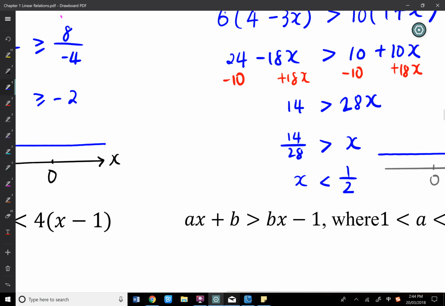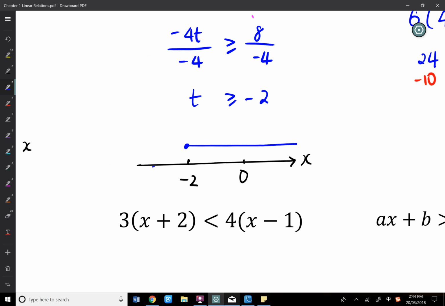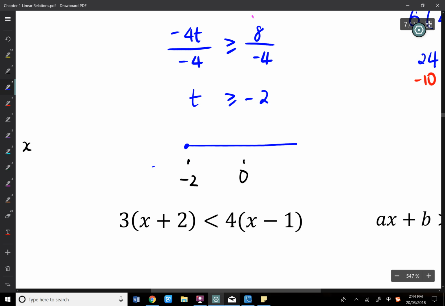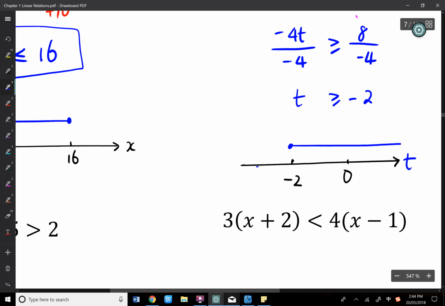But in this one, t can be greater than or equal to negative 2. You can take negative 2. Well, also, that's not x. That's a t-axis. That's x.